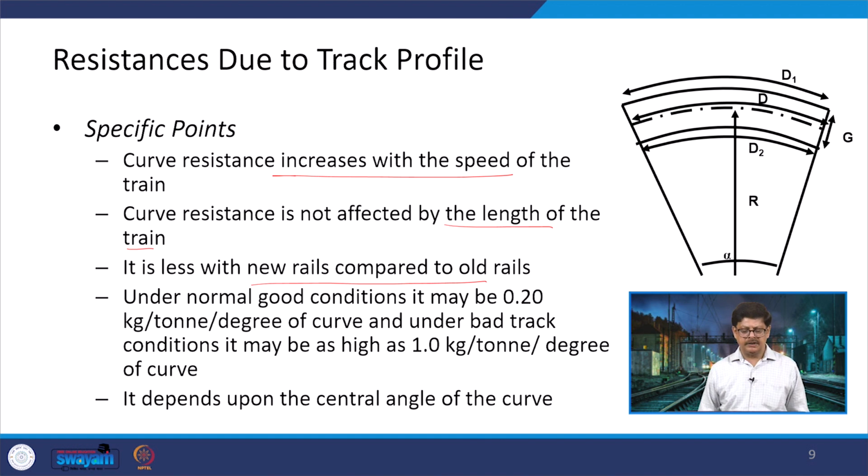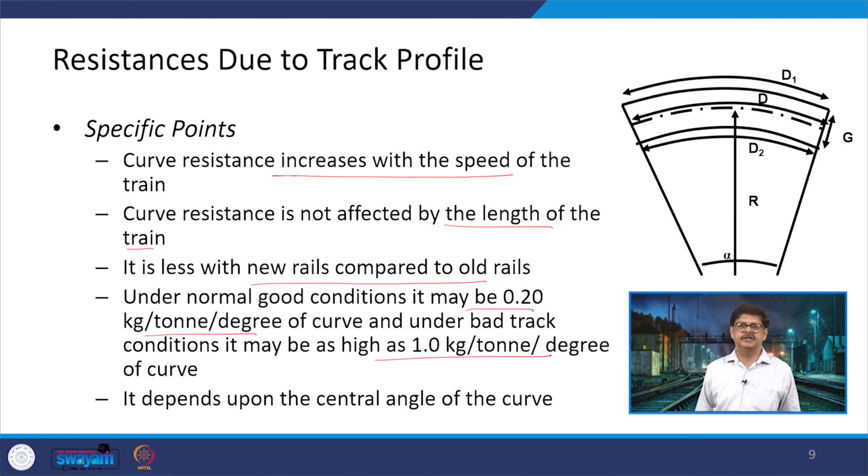Under normal good conditions it may be 0.2 kg per ton per degree of curve, and under bad track conditions it may be as high as 1 kg per ton per degree of curve. So, once you have a tentative value, which is available to us in the case of a new track or an old track.